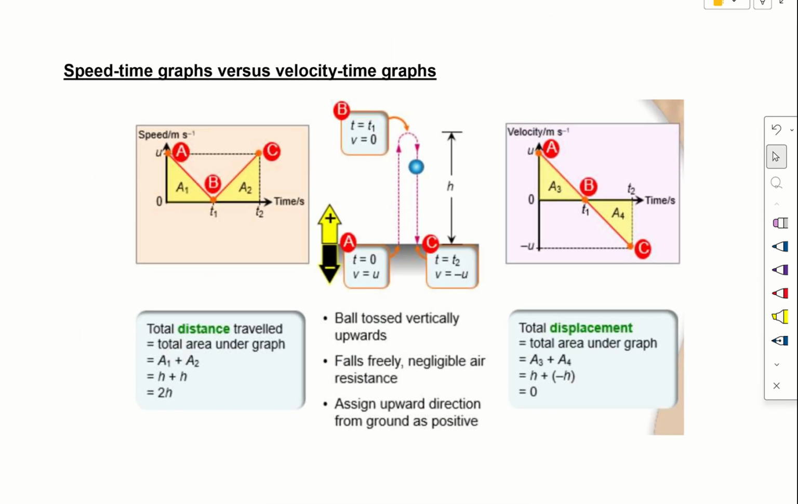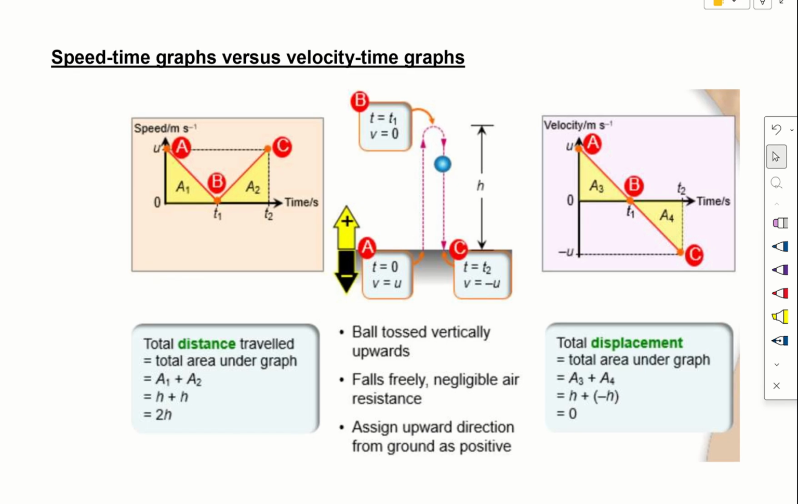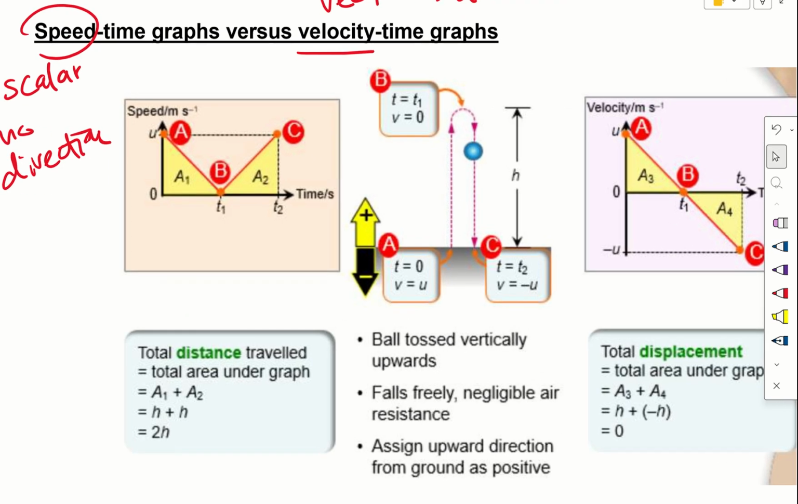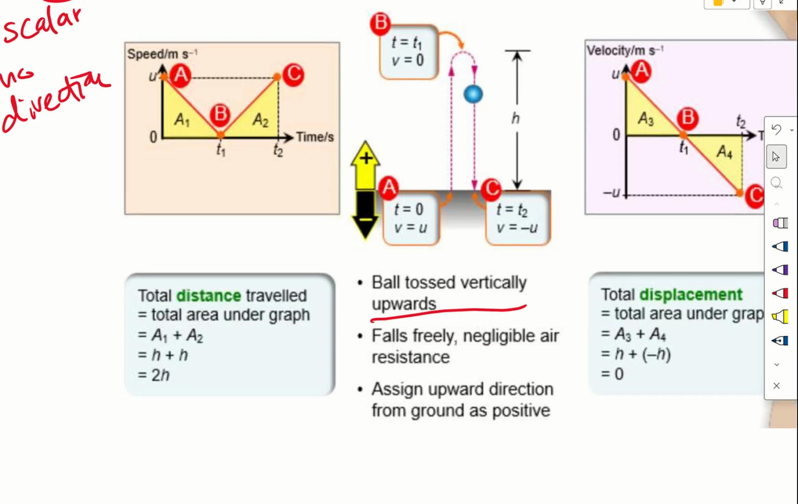Now, this is another comparison, but this time speed time graph versus velocity time graph. So again, speed is a scalar. There is no direction. Velocity is a vector. There is direction. So we look at the first speed time graph, or rather we look at this ball. The ball is tossed vertically upwards, and then it falls freely. We neglect air resistance. This will be covered later.